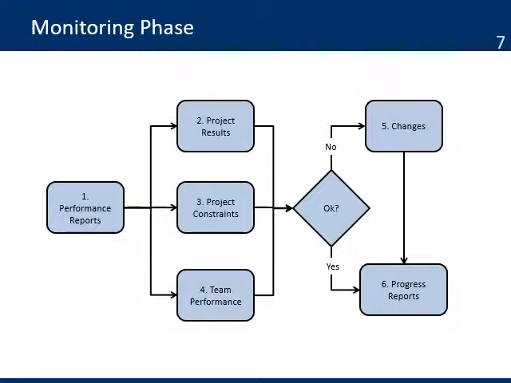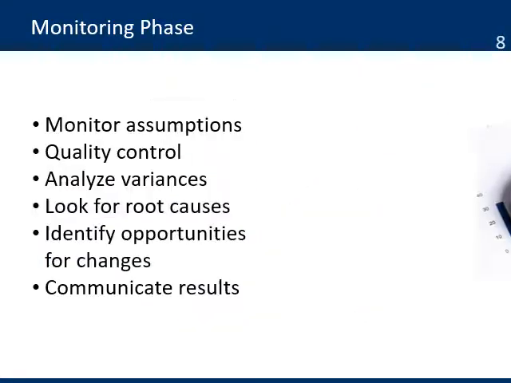The flowchart showing the critical steps in the monitoring phase. It starts with the monitoring results. You analyze the project constraints that include the scope, schedule, budget, and quality. Then, you need to monitor the team performance. The review leads to decisions on the need for changes. If no changes are needed, you can go to development of the project progress reports.